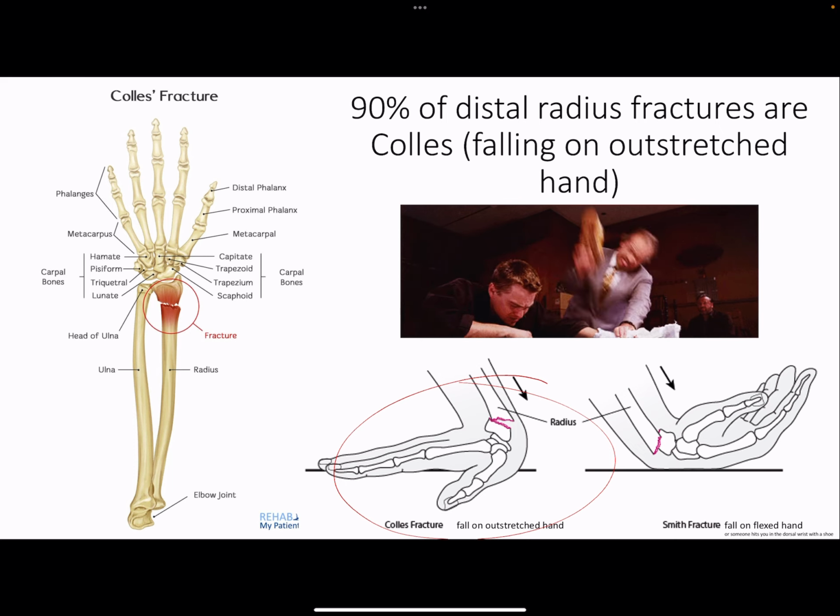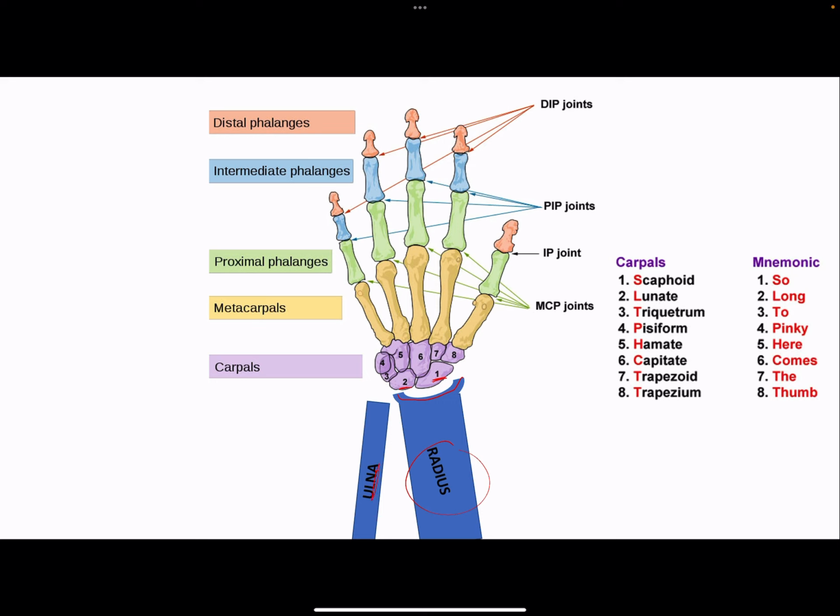All right, so this is really important. So really just take a big mental snapshot of this. Again, the radius is larger. It's articulating more directly. Notice it articulates with these two carpal bones right here, the scaphoid and the lunate, and the ulna is smaller. And then there's a little bit of a gap right here.